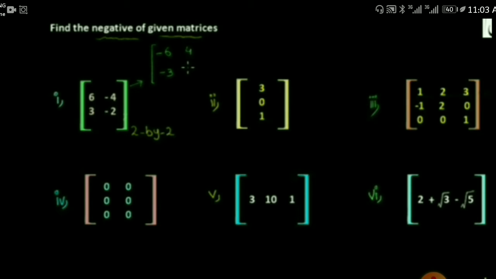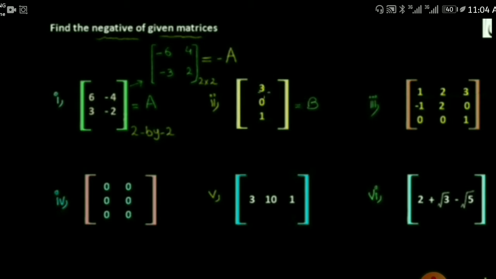Minus 4 with plus 4, minus 2 with plus 2. And if this matrix was A, so what will be the negative of matrix? It would be minus A. So their order remains same because we are changing only sign. If order was 2 by 2, so negative of A will be also 2 by 2.